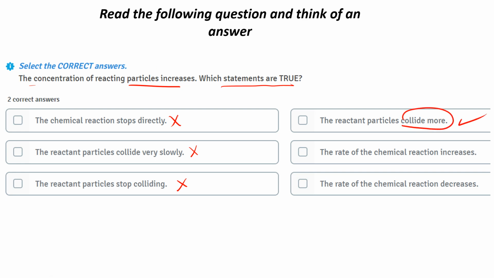The reactant particles collide more. Yes, because we increase the number of particles. So more collisions, تصادمات أكثر, will happen. The rate of the chemical reaction increases. That is true. Why? لأنه إحنا زودنا عدد التصادمات. The rate of the chemical reaction decreases. That's false. Okay? So, the correct answers are these two.